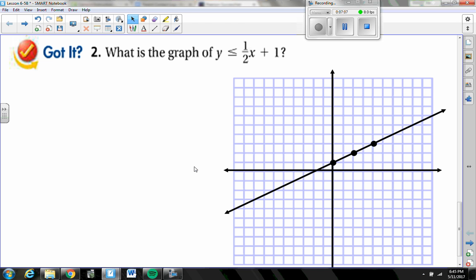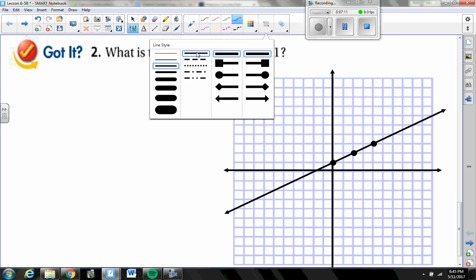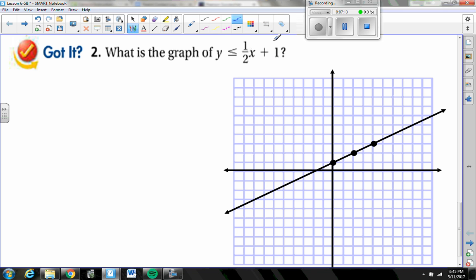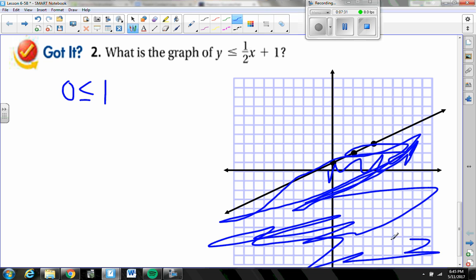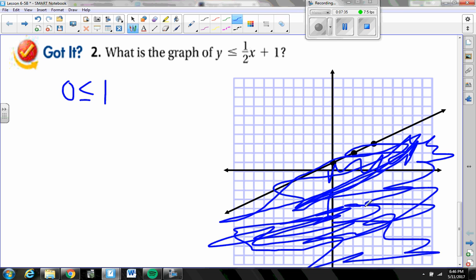Once I have that graphed, I'm going to check the point 0, 0 again to see if it works, and that will inform which side of the line I should shade. When we put it in, we end up with 0 is less than or equal to 1. That is absolutely true, so I am going to shade in this bottom side of my graph, and I'm done. It all starts with graphing a line, then deciding which way to shade.